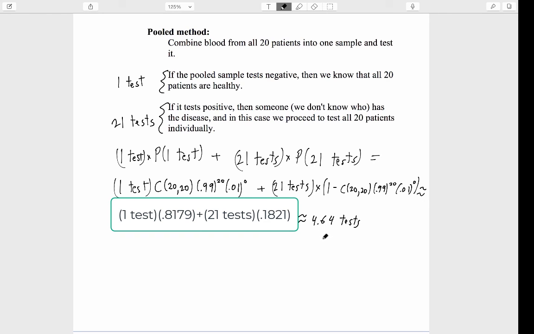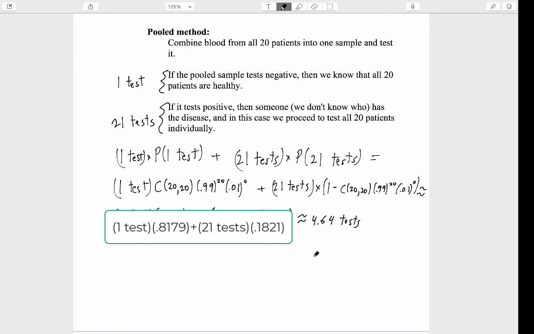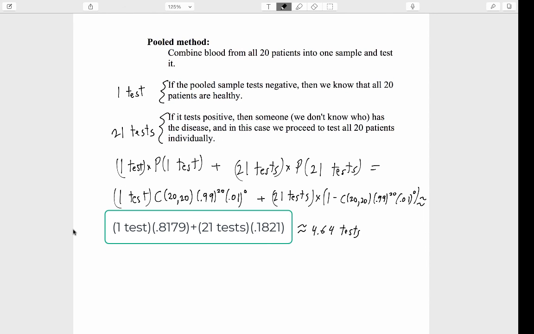That difference between an average of 4.64 tests for every 20 patients and 20 tests for every 20 patients adds up to serious money if each test is expensive. Over the course of a year at a hospital, that can be a huge difference. This kind of an expected value computation really is practically important. Please go on to the next video where we'll discuss another kind of expected value problem.